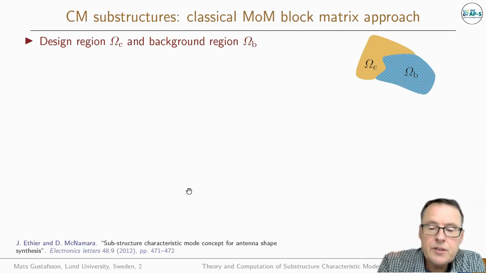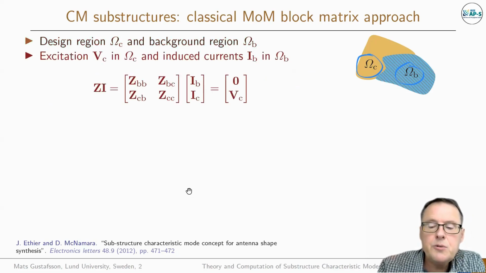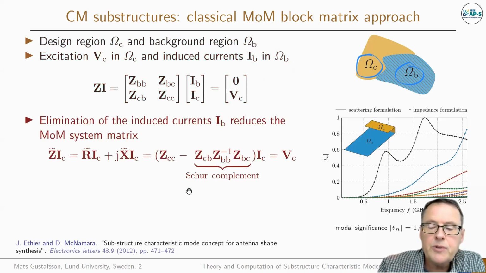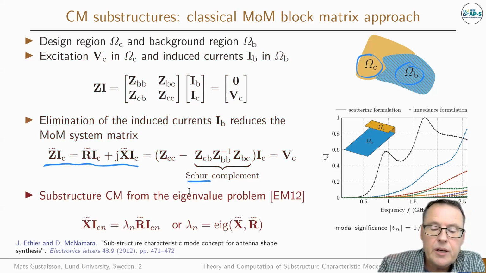So the characteristic mode substructure is based on dividing the region into two different parts. One is the design region or controllable region, and one is the background region. This decomposition of the region induces a decomposition of the method of moments matrix. And elimination of the induced currents in the background reduces the size of this method of moments matrix. That is the one that we can see down here using this Schur complement. And now forming the traditional characteristic modes from this reduced matrix defines the substructure characteristic modes as these eigenvalue problems that we have down here.